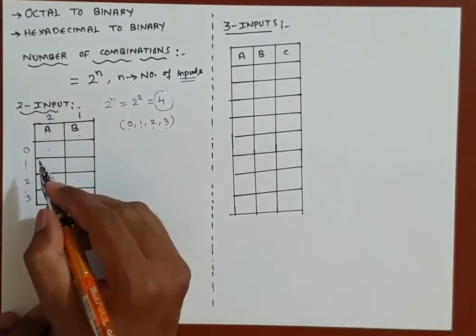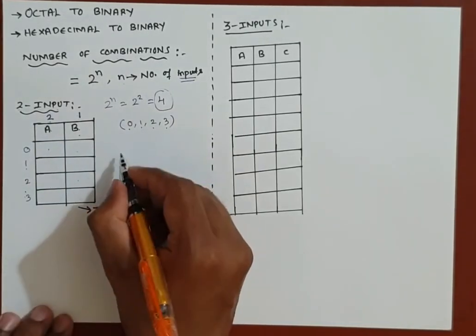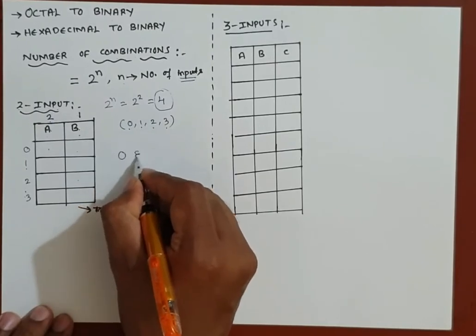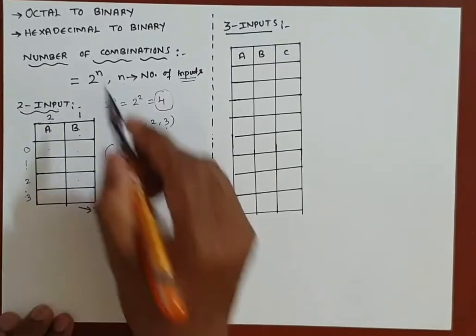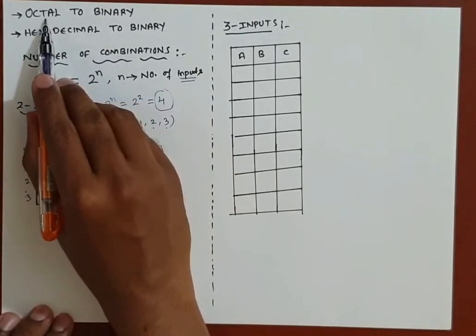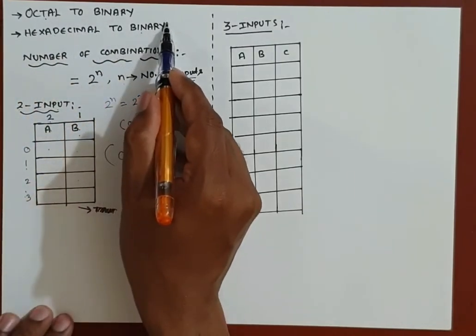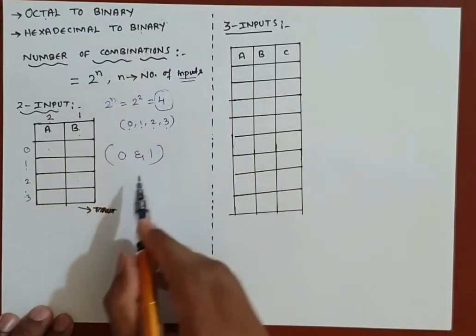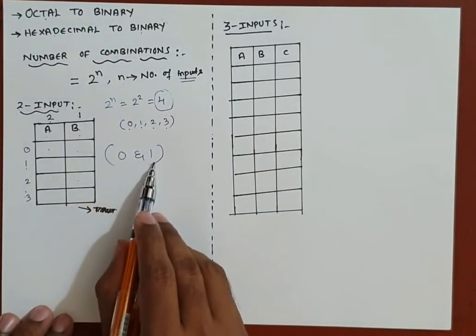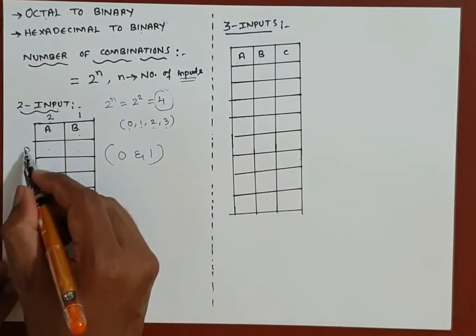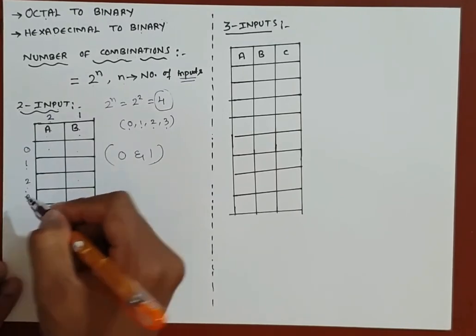Now, how to frame this combination: we have to make use of only 0 and 1, because we have to convert the given octal number to binary, and even hexadecimal to binary. It means the result should be in the form of binary. Because of that reason we have to make use of only 0 and 1 here. So this 0, 1, 2, 3 is in decimal form.